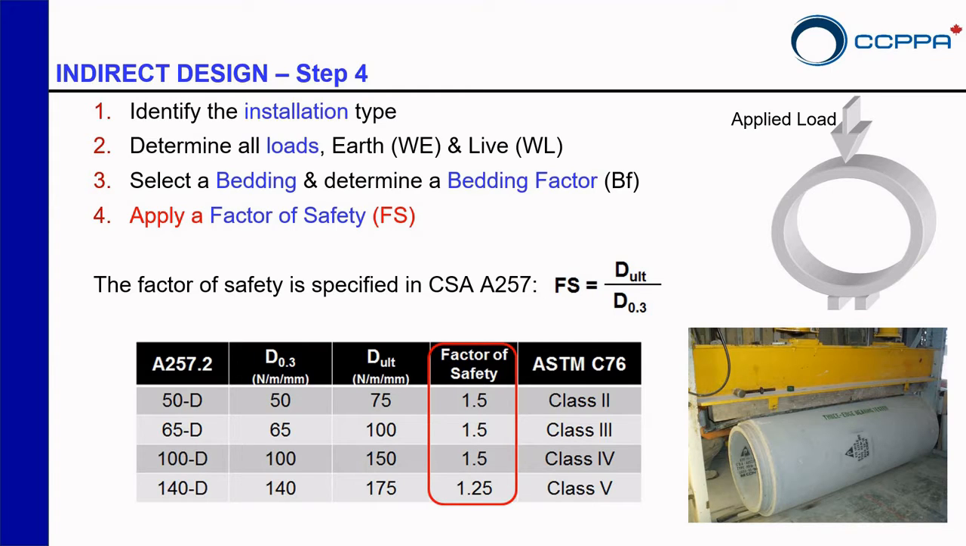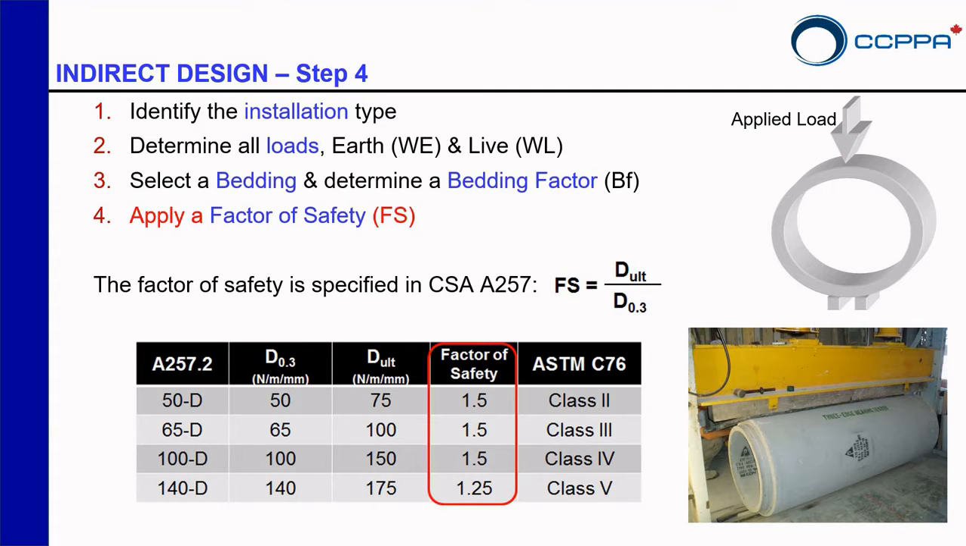Basically in the 3-edge bearing test, we're going to have our pipe. We're going to apply load to the top of the pipe, and we're going to have 2 beddings at the bottom, like you can see here on the picture on the right. You are going to apply this load until you see a 0.3 millimeter crack or a hairline crack. At that point, you have reached your design load. As you can see here on the table, that's going to be your D0.3. And if you keep applying load to your pipe and the pipe fails, you reach your ultimate strength load, or the D ultimate shown on the table.